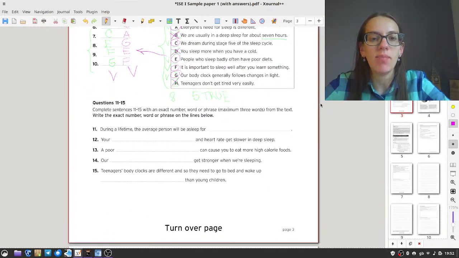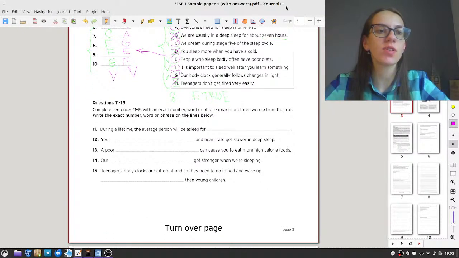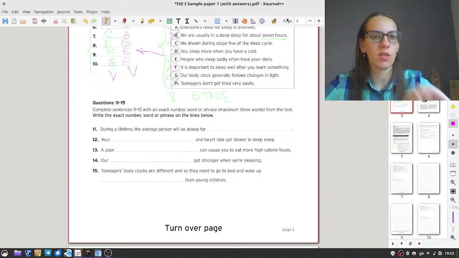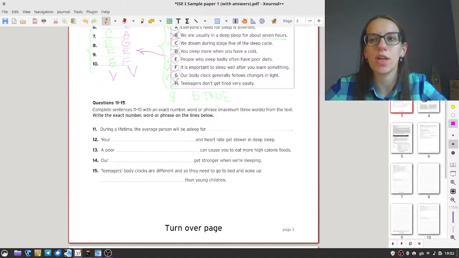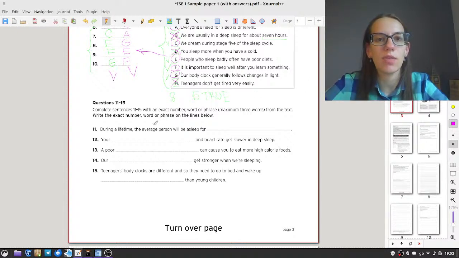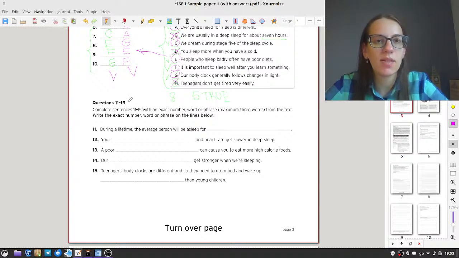And finally, we've just got a few minutes left, so we have just enough time to look at questions 11 through 15. Again, let's start with reading the task. What do they want from us in this task? Maybe I'll keep this pink color. Complete sentences 11 through 15 with an exact number, word or phrase. Maximum 3 words from the text.